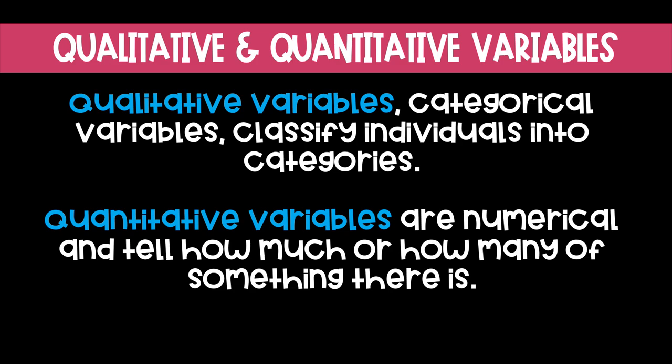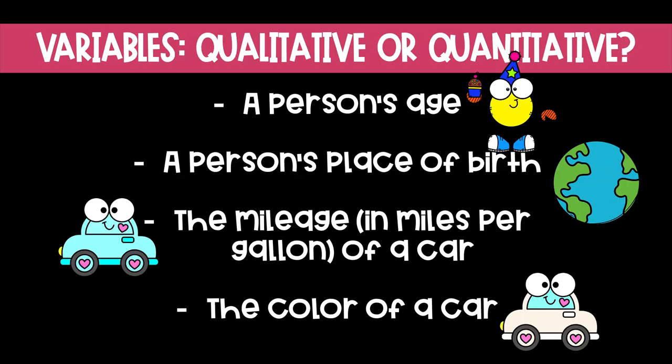Let's try to start identifying which one would be qualitative and which one will be quantitative. Let's practice. If you want to, feel free to stop the video here and try to classify the following: a person's age, a person's place of birth, the mileage in miles per gallon of a car, and the color of a car.